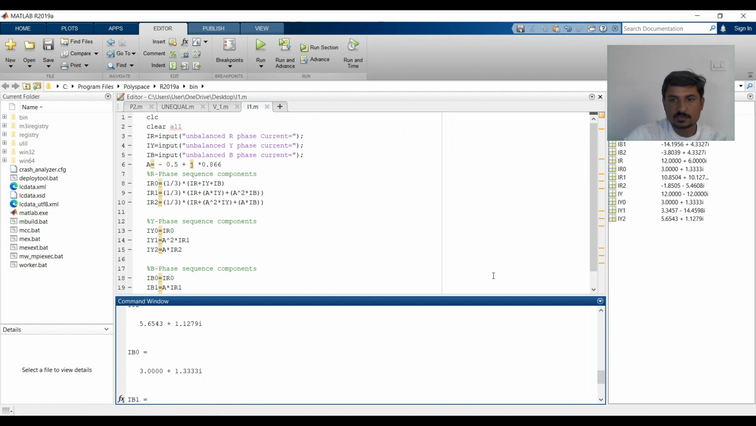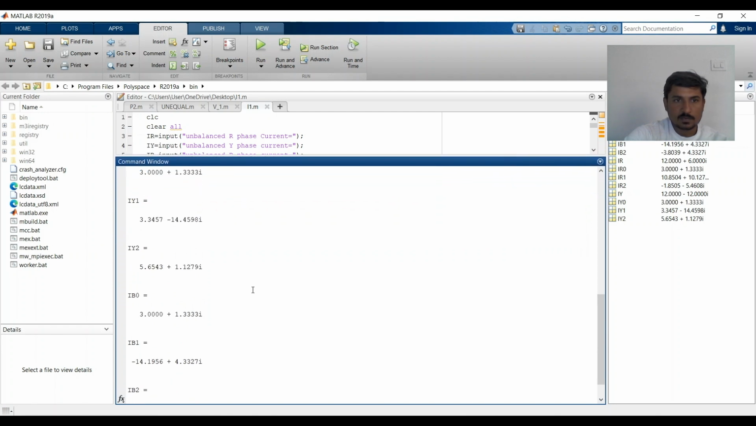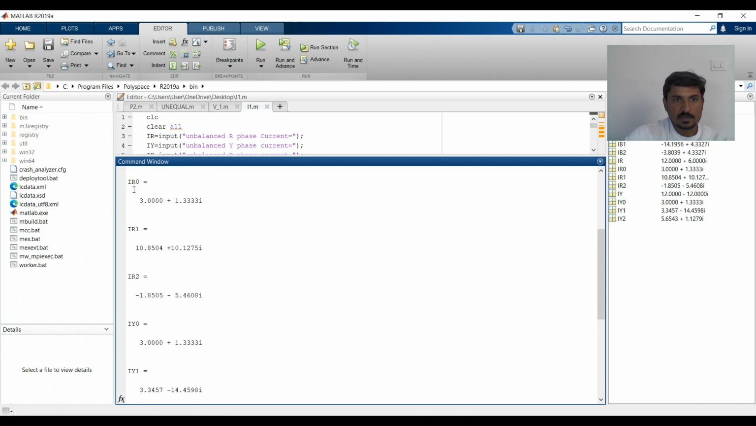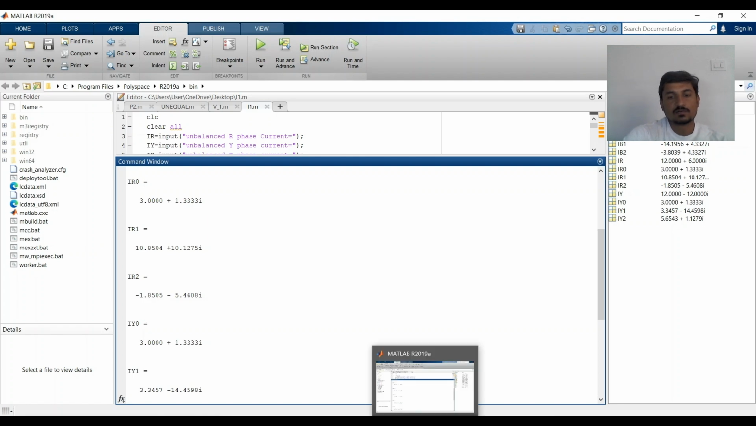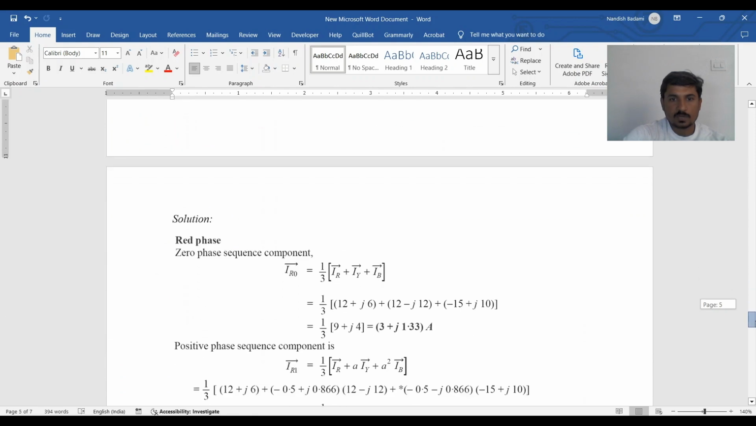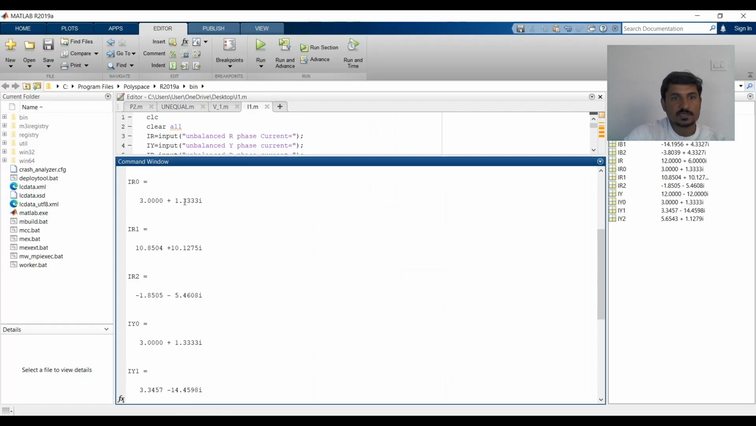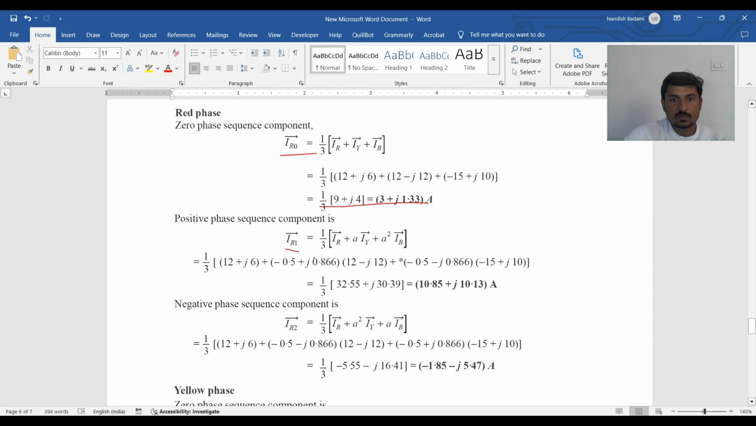Here we can see the R phase current elaborated: IR0, IR1 and IR2. Now whether the calculation is right or not, here we have solved the program. Let's move down, and if you check it out here, IR0 is 3 plus J1.33. Here it is 3 plus J1.33, and here is the IR1 value.